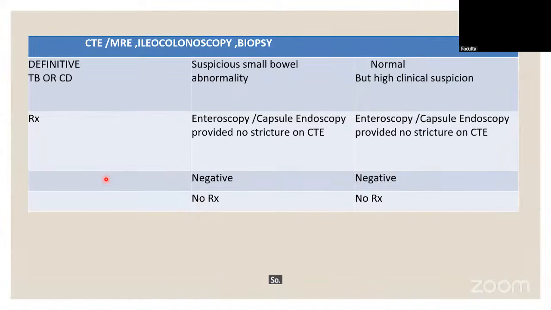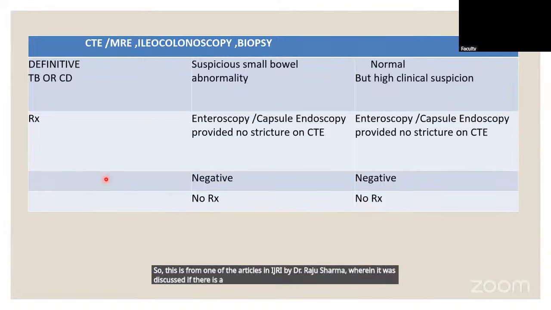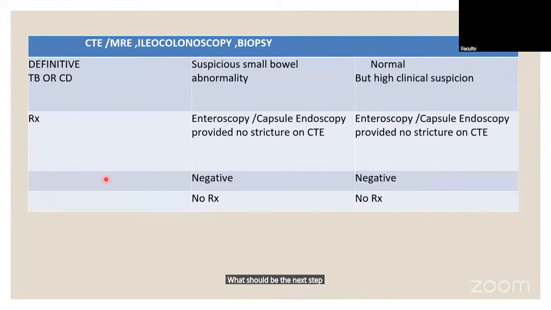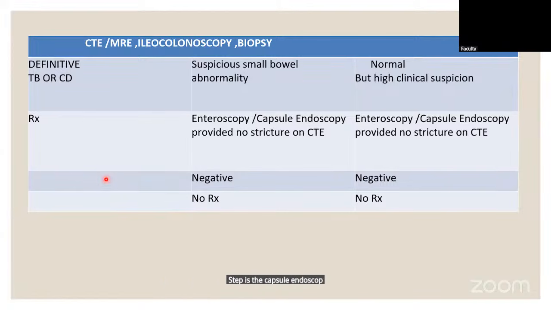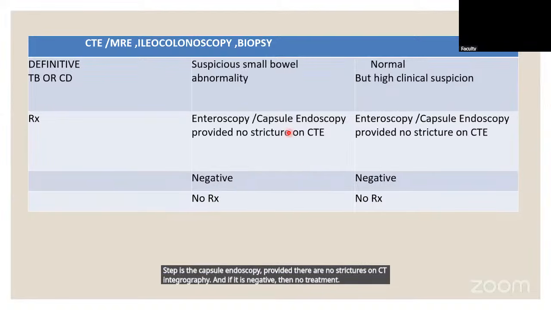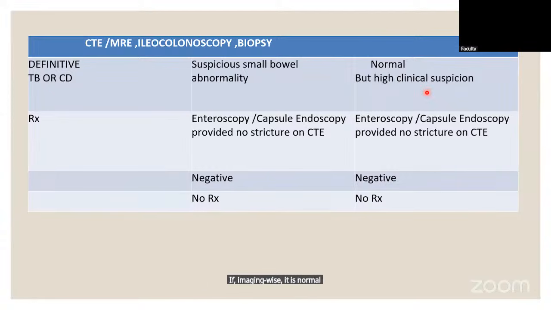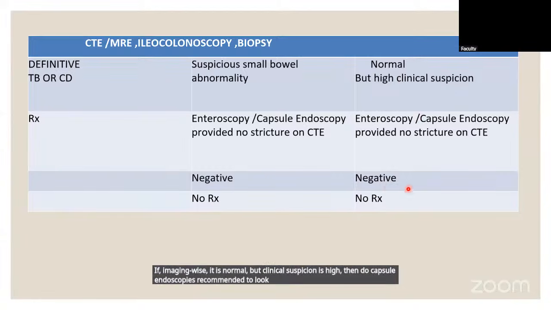So this is from one of the articles in IJRI by Dr. Raju Sharma, wherein it was discussed, if there is a bowel stricture, what should be the next step of management. If imaging features are typical of TB and Crohn's disease, the treatment should be followed up. But if the bowel wall involvement is suspicious, then the next step is capsule endoscopy, provided there are no strictures on CT enterography. And if it is negative, then no treatment. If imaging wise it is normal but clinical suspicion is high, then capsule endoscopy is recommended to look for negative or positive findings.